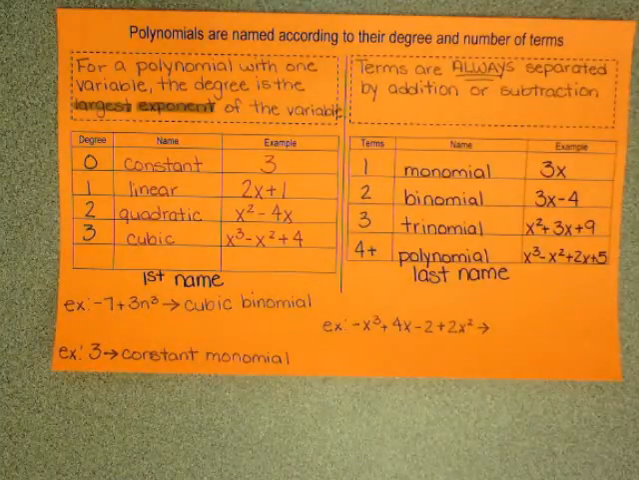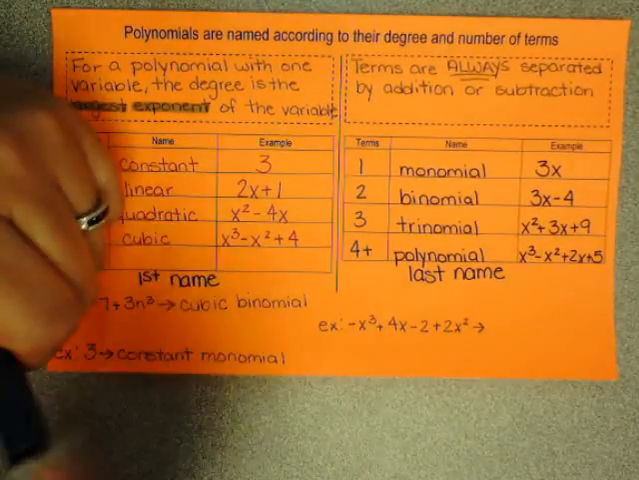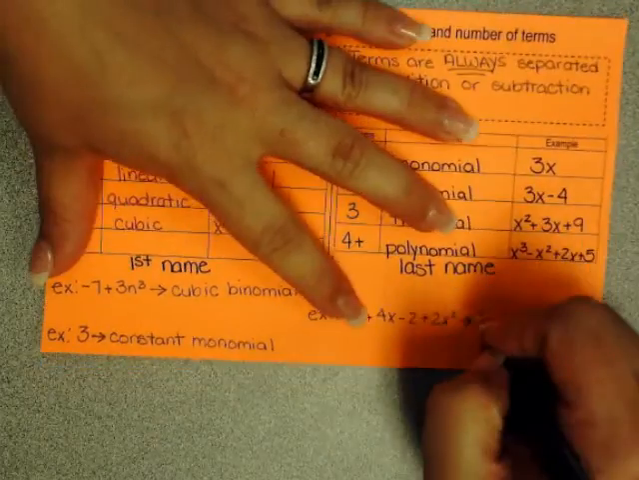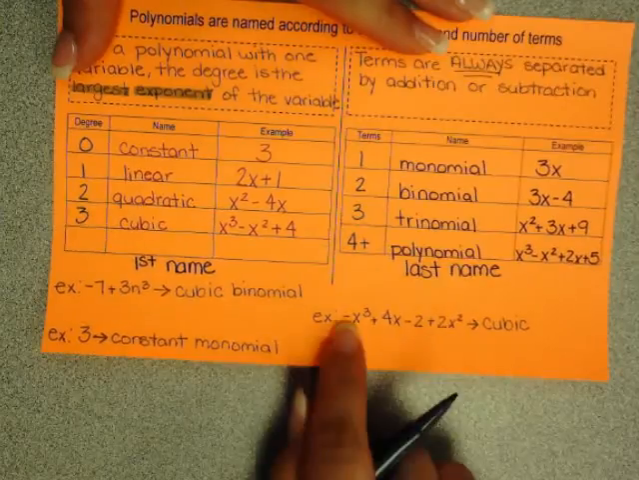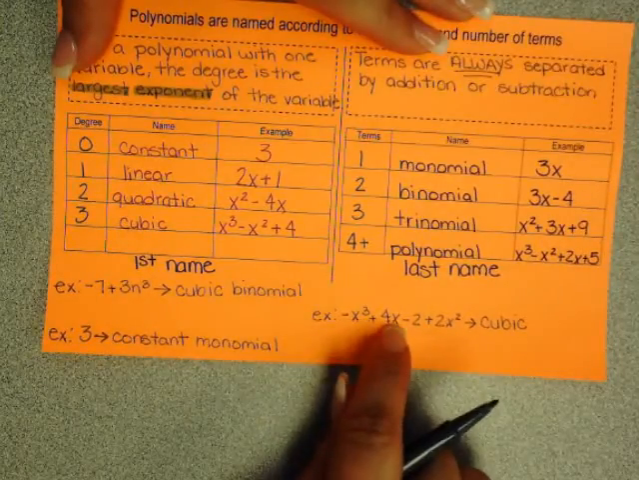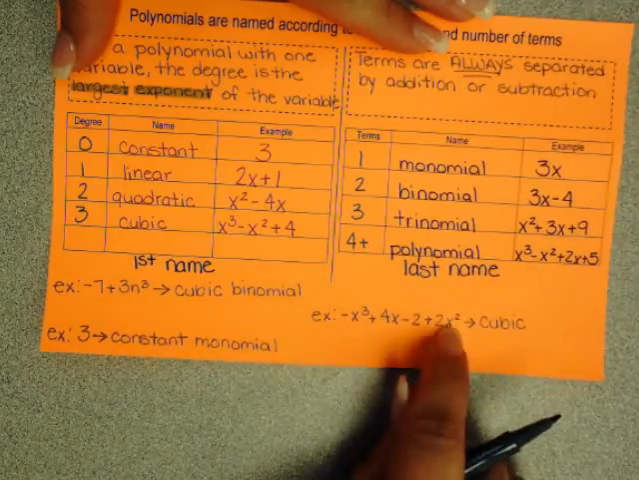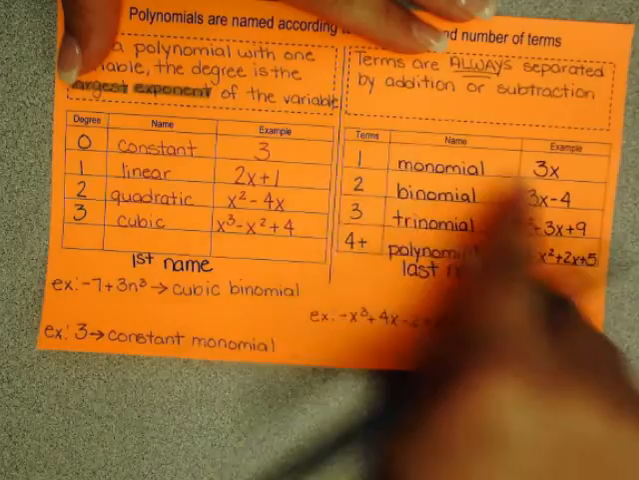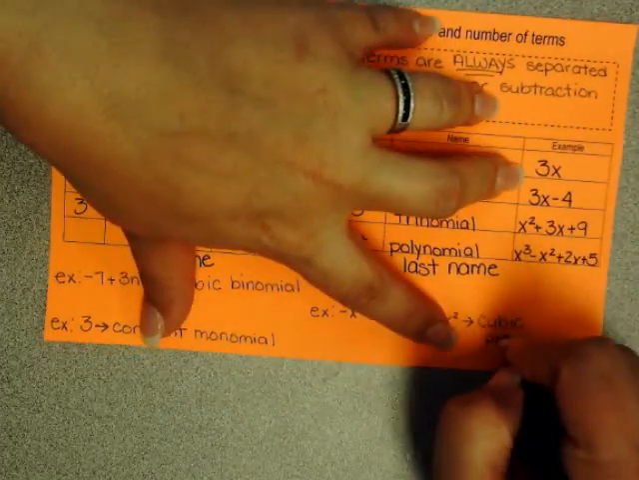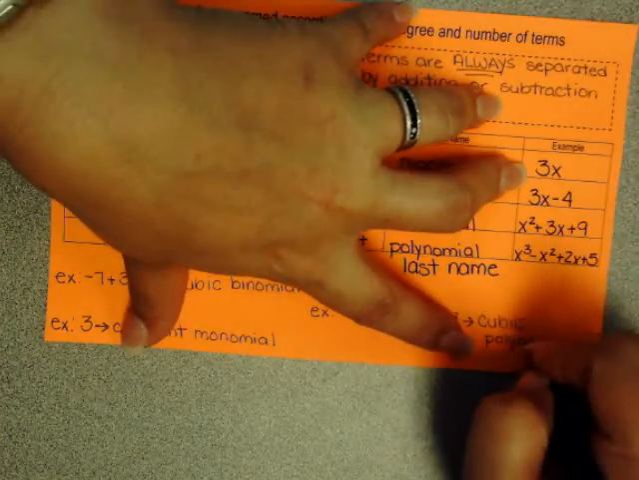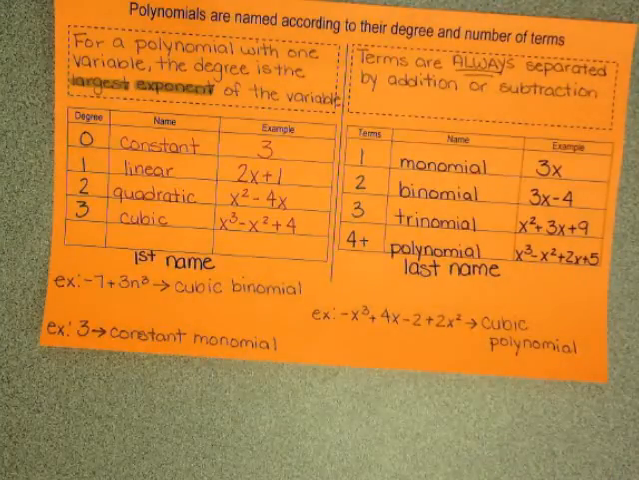Our largest exponent in this case, if I go through, I have a 3, a 1, 0, and a 2. It's going to be 3. So again, we have a cubic. So cubic is our first name. And how many terms? So how many separations from plus? 1, plus sign, 2, minus sign, 3, plus sign, 4. 1, 2, 3, 4. So if I'm on my last name, I have 4, so it's going to be a cubic polynomial. And we're done. So we named those 3 examples.